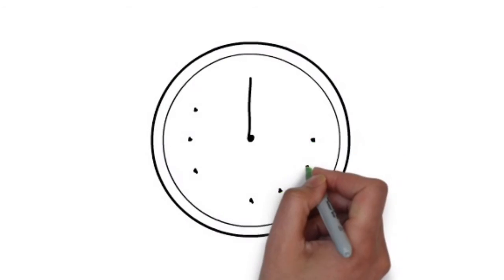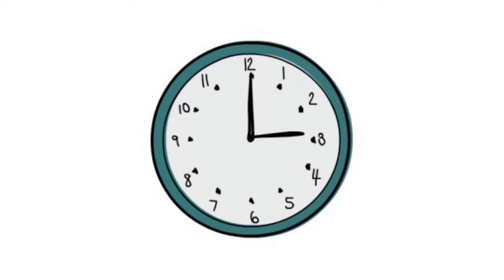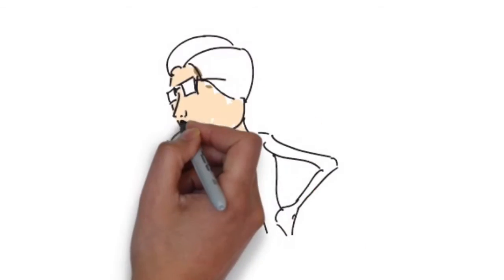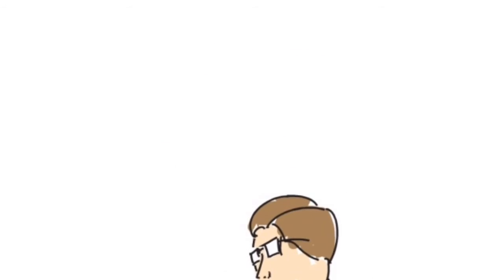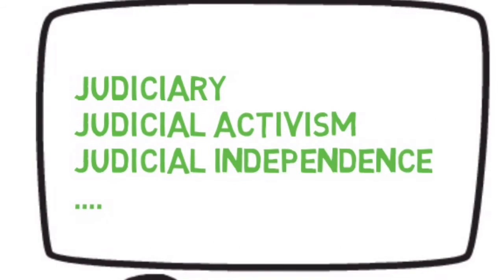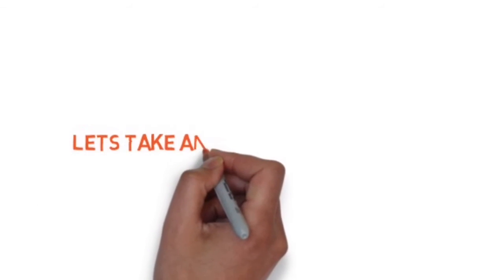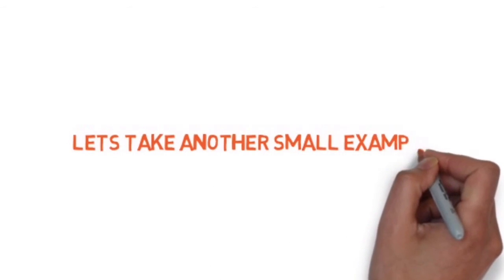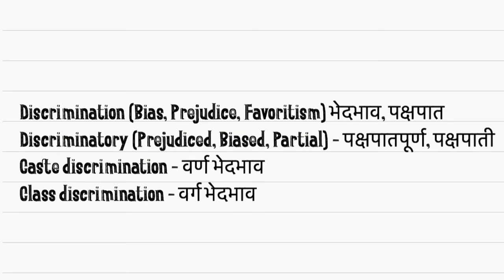And it didn't even take that much time, right? What? 3-4 minutes tops and you did all the judiciary words. You can write an essay with this, you can handle a translation, paragraph, anything on judiciary. Basically, you can handle any question. Let's take another word for example. Let's start with discrimination. What is discrimination? Bias, prejudice, favoritism. What's the Hindi word for it? The Hindi word for it is bhedbhav or pakshpat.